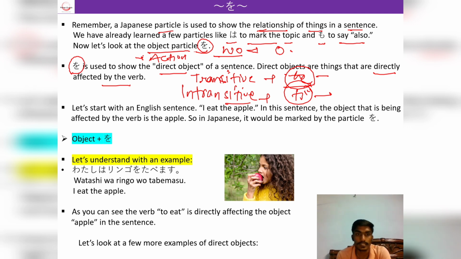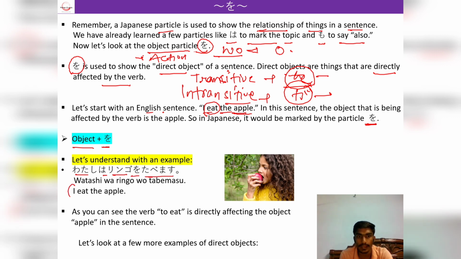If I start with an English sentence, "I eat the apple." Here, apple is an object which is affected by the verb eat. So in a Japanese sentence, it will be marked by the O particle. So our sentence pattern will be like this: object plus O. For example, watashi wa ringo o tabemasu.